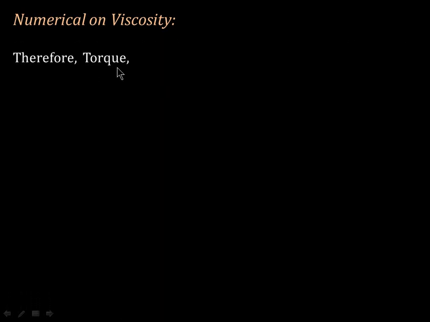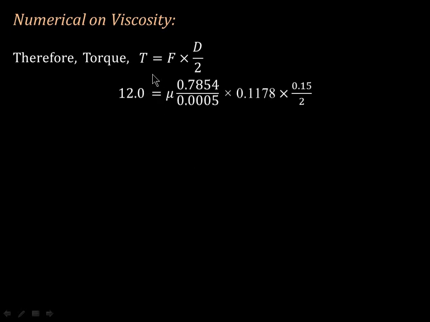Now torque has one more formula. Torque is equal to F into d by 2. F is nothing but the force and d by 2 is the radial distance. So force into radial distance is the formula for torque. Now in the formula of torque we can put the value of torque given in the question as 12 Newton meter. For F, we put the expression mu into 0.7854 divided by 0.0005 into 0.1178, into d by 2, where d is 0.15 divided by 2.